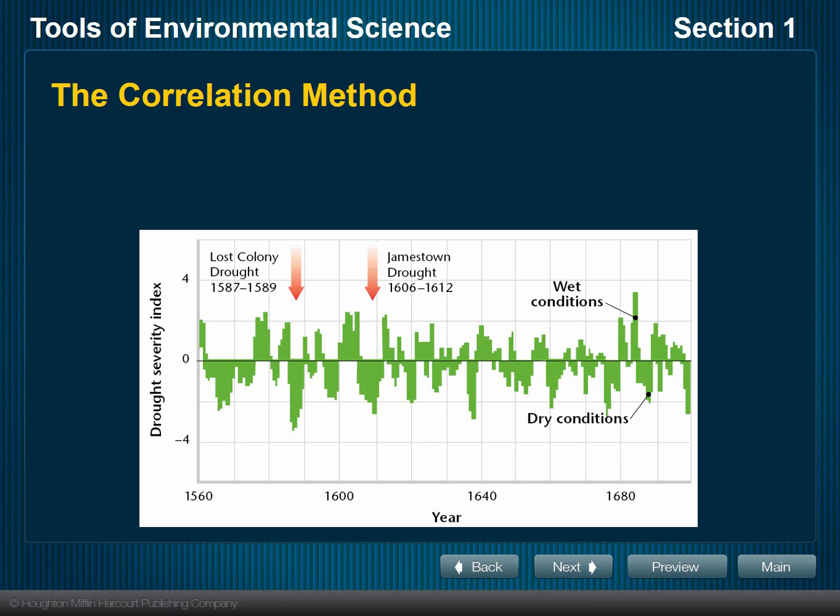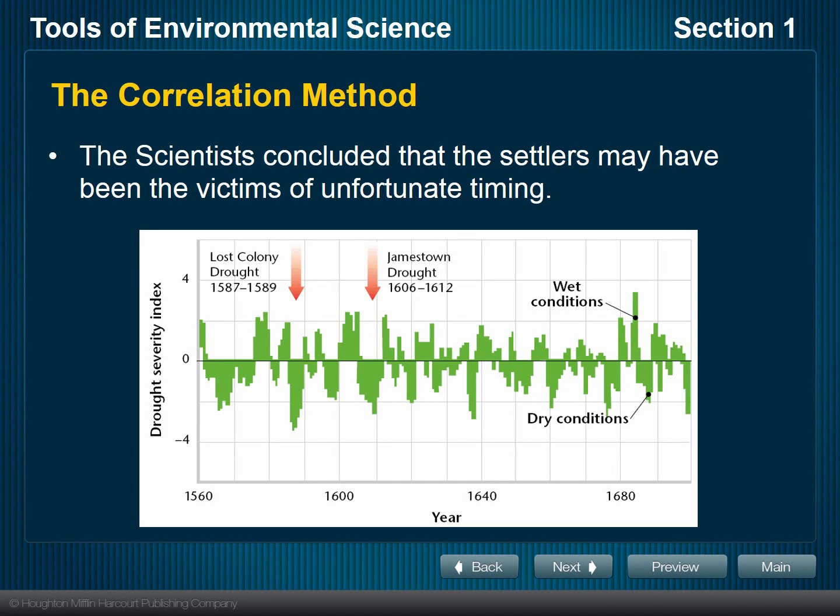This method was used to help scientists investigate why settlers at Roanoke Island all died and why many died at the Jamestown colony. The scientists concluded that settlers may have just been victims of unfortunate timing. Although correlation studies are useful, they do not necessarily prove cause and effect relationships between two variables. Scientists become more sure about their conclusions only if they find the same correlation in different places.